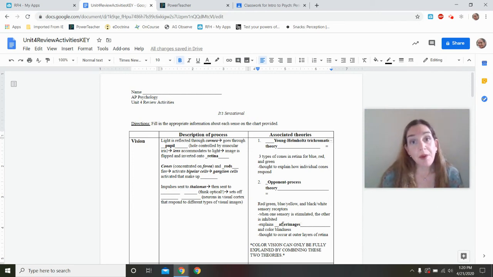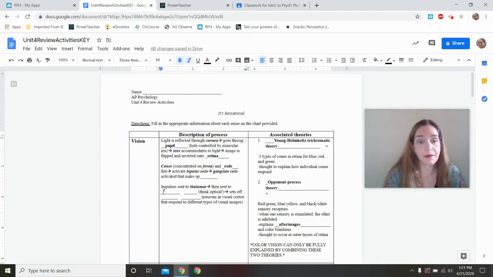If enough bipolar cells get activated, then the message moves on to the next specialized layer, which is the ganglion cells. Remember when I used to draw it on the board and there were clusters of lions? Ganglion cells make up the optic nerve. It's the last layer because it's literally going to form the optic nerve. Then it goes through the thalamus. So it says impulses sent to the thalamus, then sent to the blankety blank, think optical.